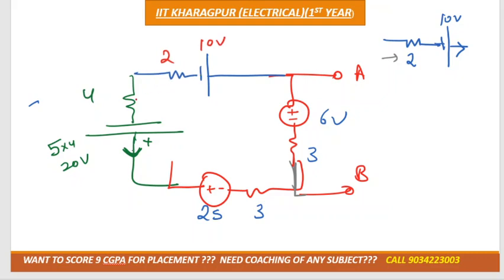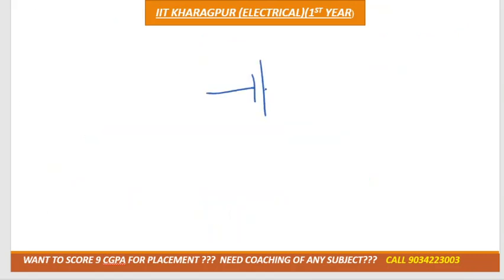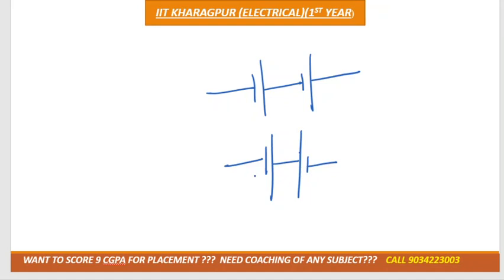Now as you can see that 3 of the resistances are connected in series, so we can simply combine them. 4 plus 2 is 6, 6 plus 3 is 9, right? So we can mark it as 9 ohm. And now as you can see that the batteries are also connected in series. Remember, I told you that if two batteries are connected in series, then these two batteries are added with each other. But if batteries are connected opposite with each other, then these two batteries are subtracted with each other.